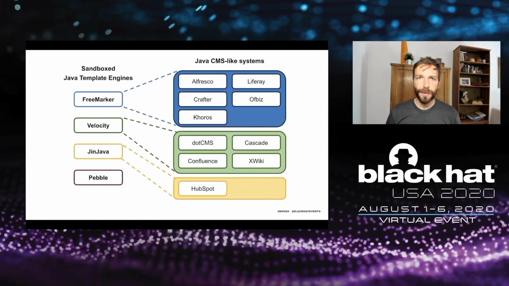Now let's switch back to Alvaro, and he will present the Java part of our research. So thank you, Alexander. Now we will be focusing on the Java part. For that, we analyzed 4 different sandboxed Java template engines, including the most popular ones, which are FreeMarker and Velocity, and also Jinjava and Pebble. In order to test our bypasses, we will be testing them on different CMS-like systems such as Liferay, Alfresco, Confluence, or HubSpot, just to mention a few.